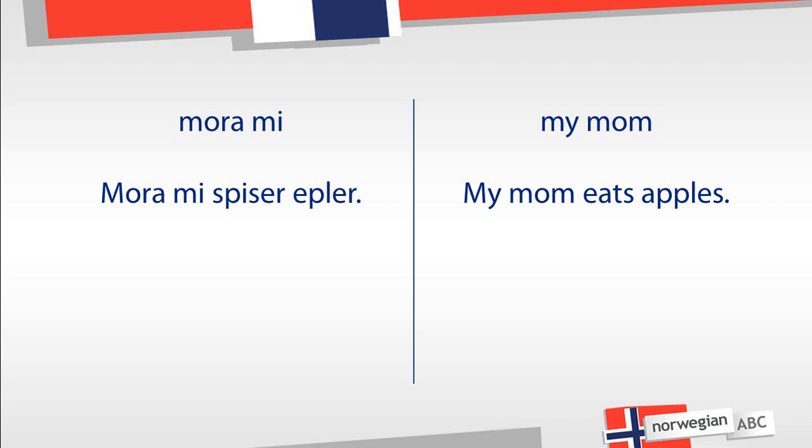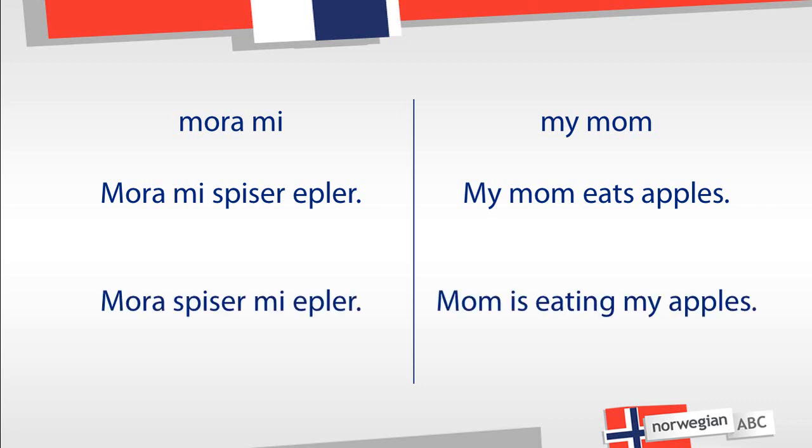Why is it important for us to know that a predicate may be comprised of more words than one? Because a predicate always comes second. If we didn't know that, we might automatically say spiser after mora, and this is what we would get. Mora spiser mi epler. My mom is eating my apples. In Norwegian, this sentence is grammatically incorrect and does not mean what we intend to say.